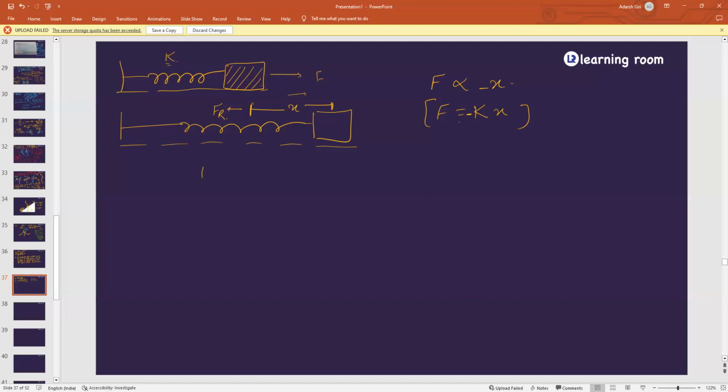And the energy that is present inside the spring in stretched condition is half kx square. If x displacement has been given to the spring, the energy inside it will be half kx square. All right? So, yes or no? Did you understand till here? Yes, sir.